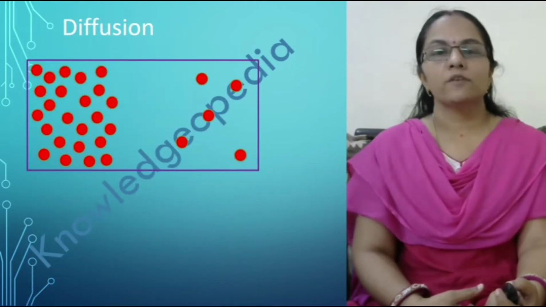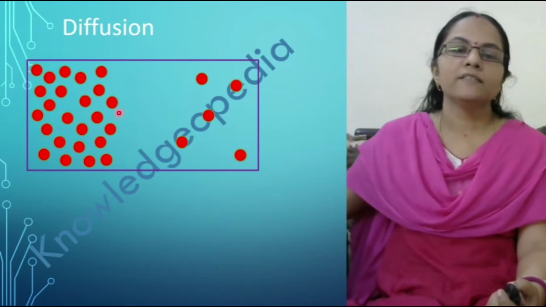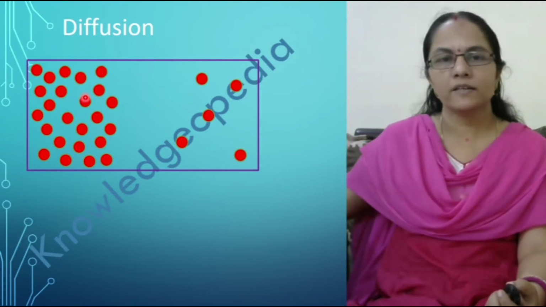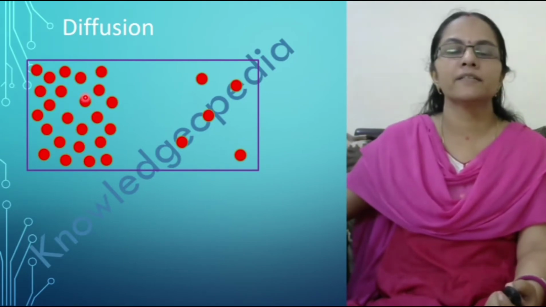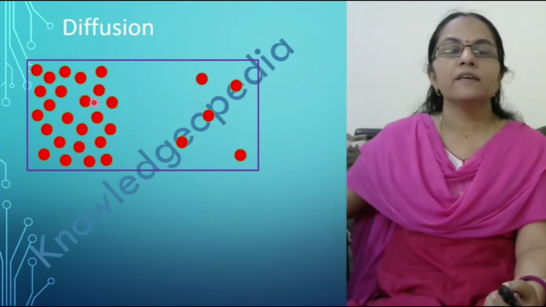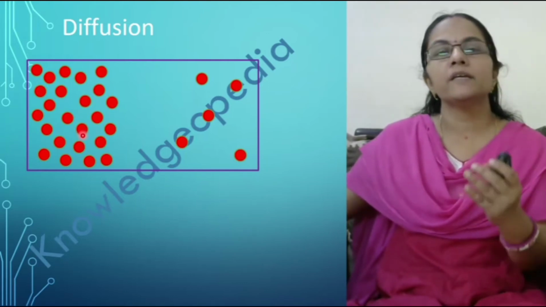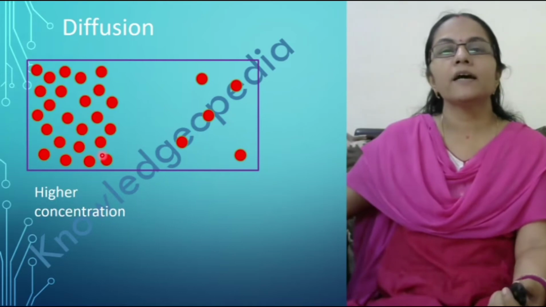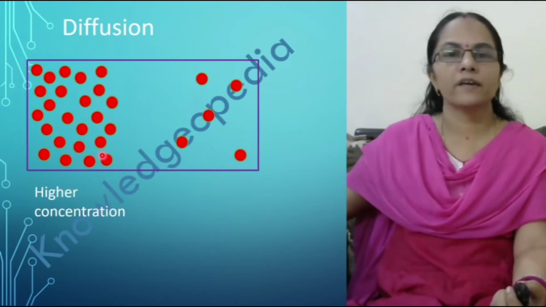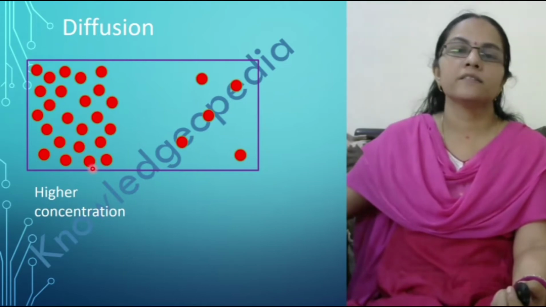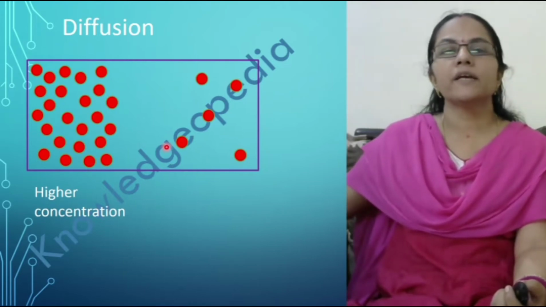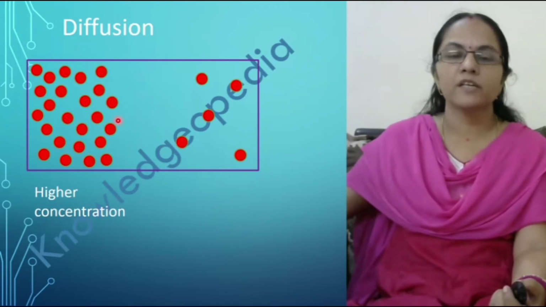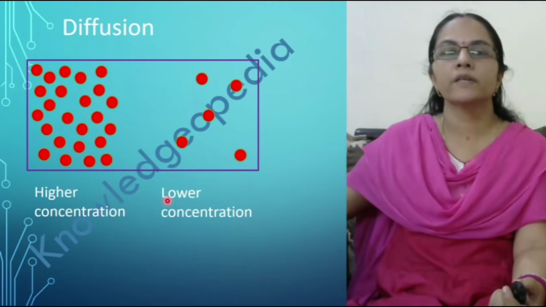What happens in the case of a semiconductor? Here, this is a semiconductor I have shown. These red dots are carriers, which may be holes or electrons. Here, if you can see, the number of carriers per unit area is very high compared to the right hand side. So on this left hand side, the concentration is very high. That is why this region has higher concentration. Coming to the right hand side, the carriers per unit area are very few compared to the left hand side. So this area has lower concentration.